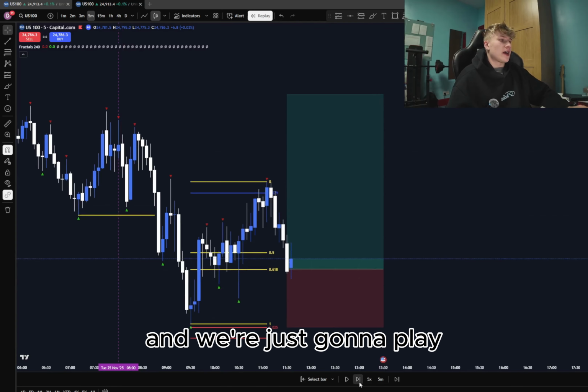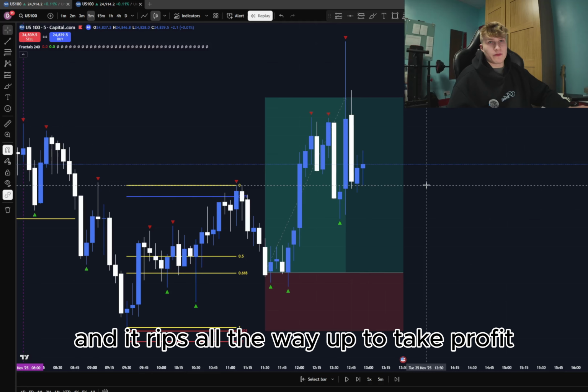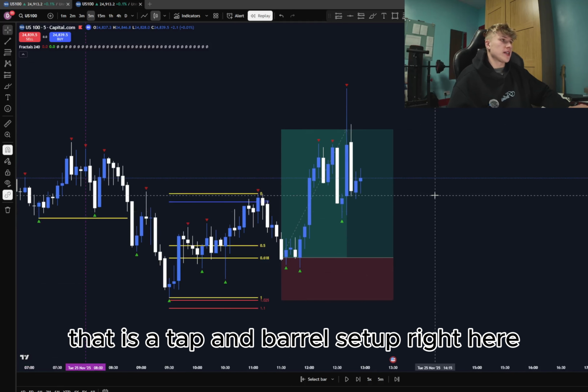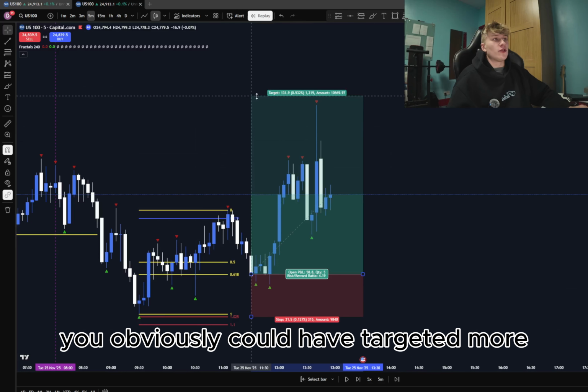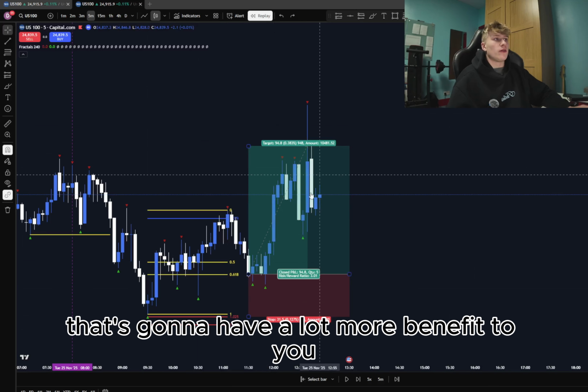So you're going to wait, and we're just going to play price out and see what happens. And it rips all the way up to take profit. That is a tap and barrel model. That is a tap and barrel setup right here. You obviously could have targeted more. You could have trailed it if you knew what you were doing. But for the most part, just set and forget. That's going to have a lot more benefit to you.